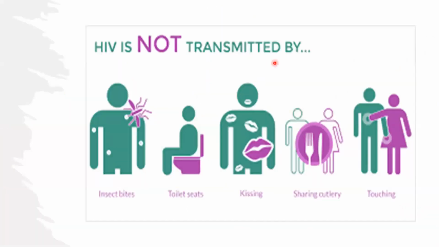Take note that HIV is not transmitted through insect bites. This is not vector-borne. Toilet seats, kissing, sharing toiletries, and touching are not modes of transmission. Remember also that living with a person with HIV will not cause you to have HIV.